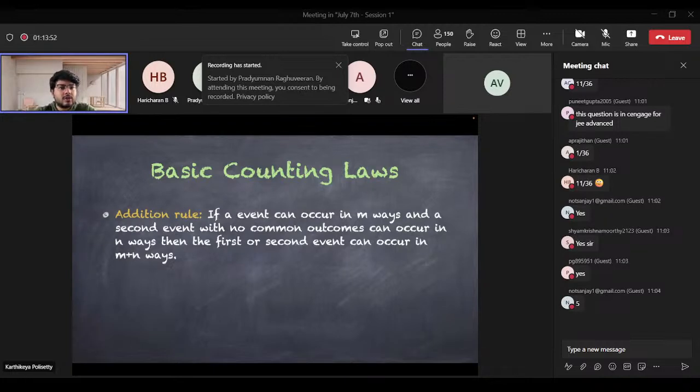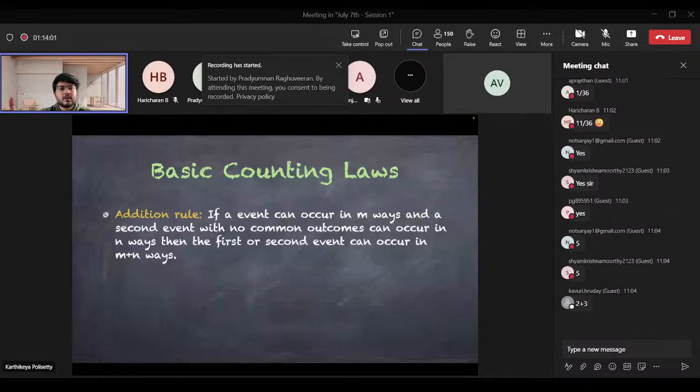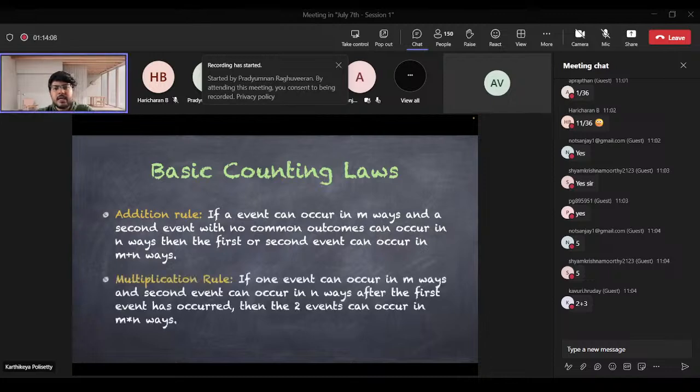So what are you doing here? You can go from either left side or right side, so you are adding both. Like you have 2 ways on right side and 3 ways on left side. So total number of ways is 5. Yes.